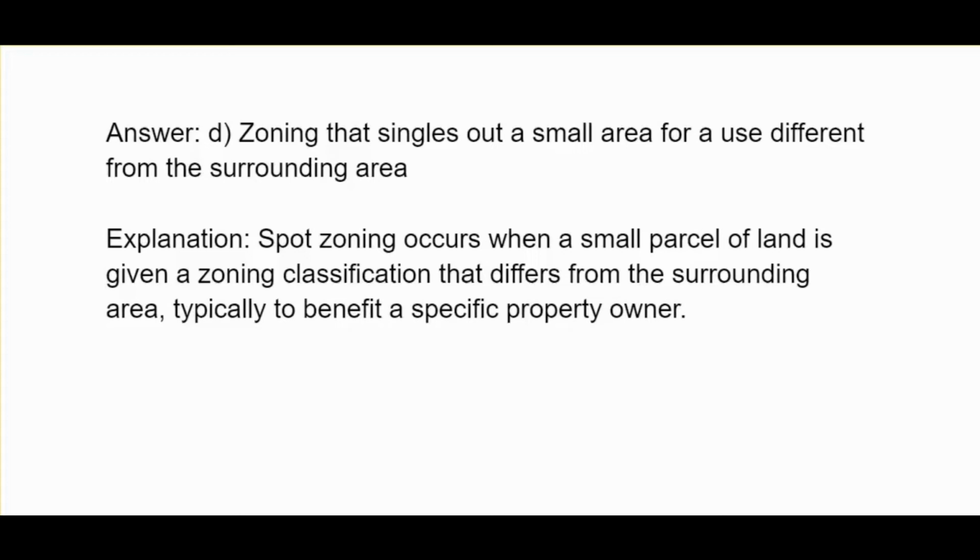D, zoning that singles out a small area for a use different from the surrounding area. Spot zoning occurs when a small parcel of land is given a zoning classification that differs from the surrounding area, typically to benefit a specific property owner.